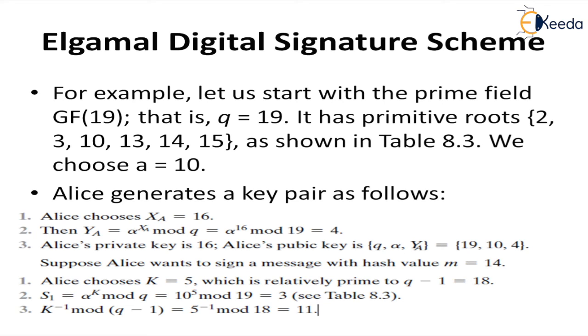Suppose Alice wants to sign a message with a hash value m = 40. Then Alice chooses k = 5, which is relatively prime to q - 1 = 18. S1 = alpha^k mod q = 10^5 mod 19, that is equal to 3. And the third step is k^-1 mod (q - 1), that is 5^-1 mod 18, that is equal to 11.